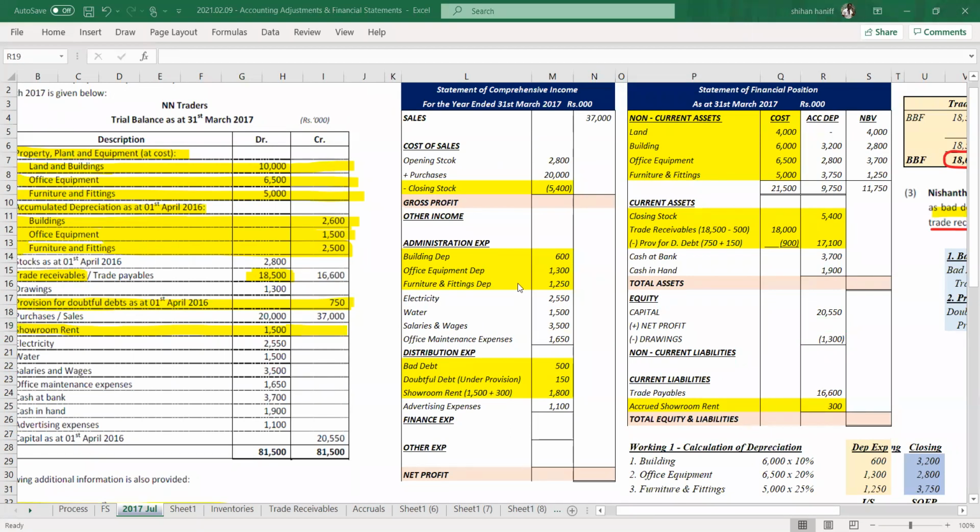Why is showroom rent a distribution expense? There is a question. Why is showroom rent distribution? Showroom is used for the sales purpose. We have a showroom for the sales purpose. So this is selling and distribution. That's why showroom rent comes under distribution expense.